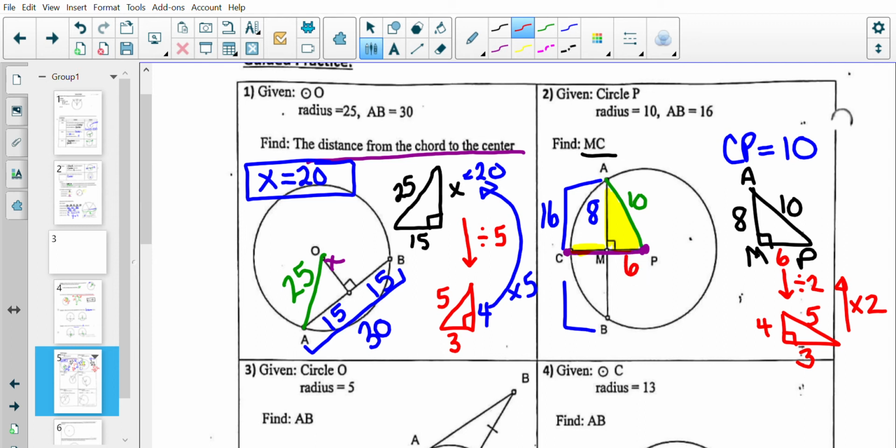Why is this so helpful to us? It's so helpful to us because we know that C to P is a radius, so that's 10. So we're going to say the whole length is 10, the top part is 6, 10 minus 6 is 4. And that's the length of C to M, or M to C, 4 units long.